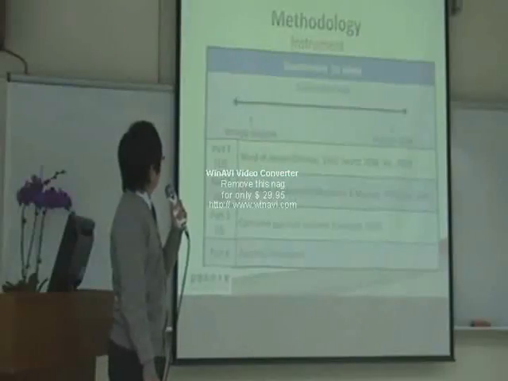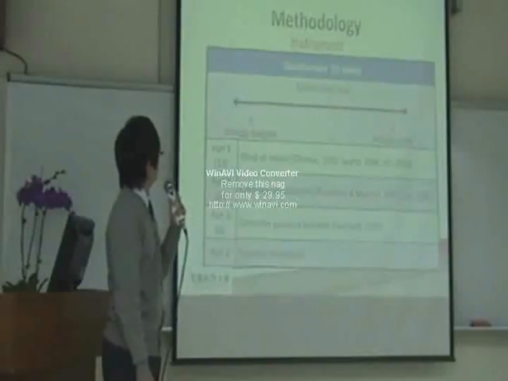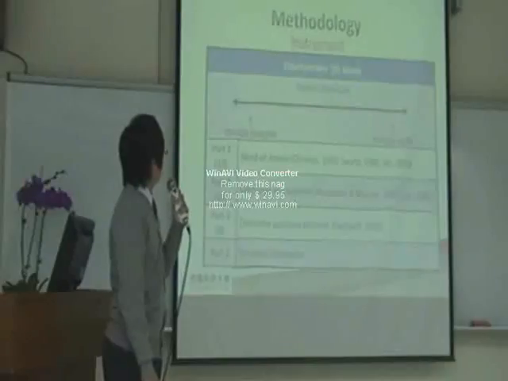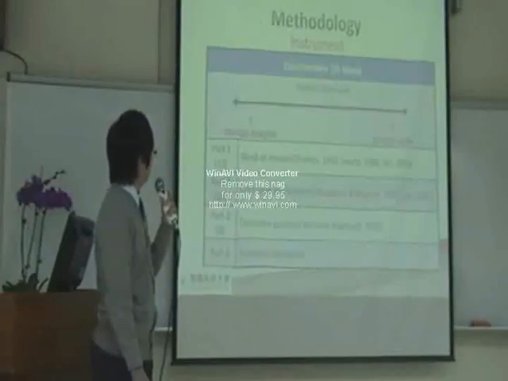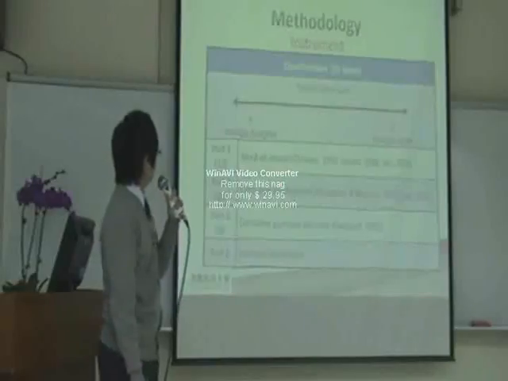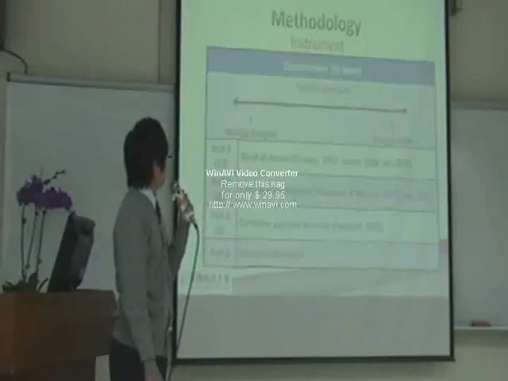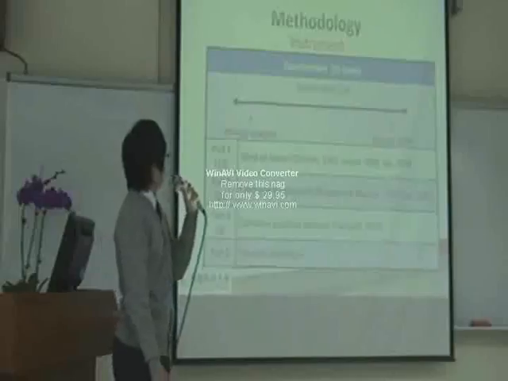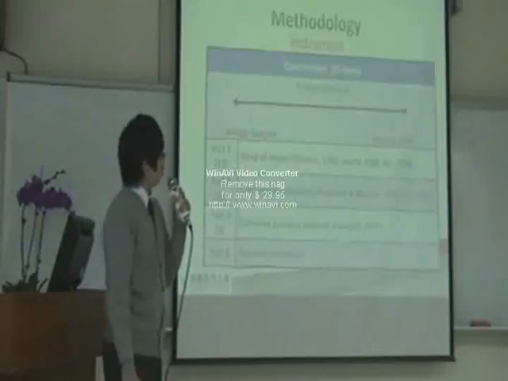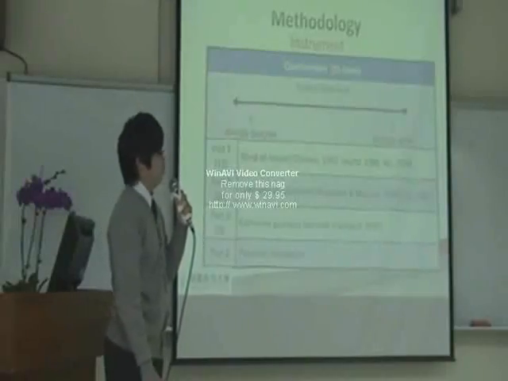And I have 4 parts in the questionnaire. Part 1 is word of mouth. It includes 13 items. And part 2 is about the consumer involvement. It includes 10 items. And part 3 is about the consumer purchase behavior. It has 8 items. And the final one is personal information. And all my questionnaire items were adopted from previous research.